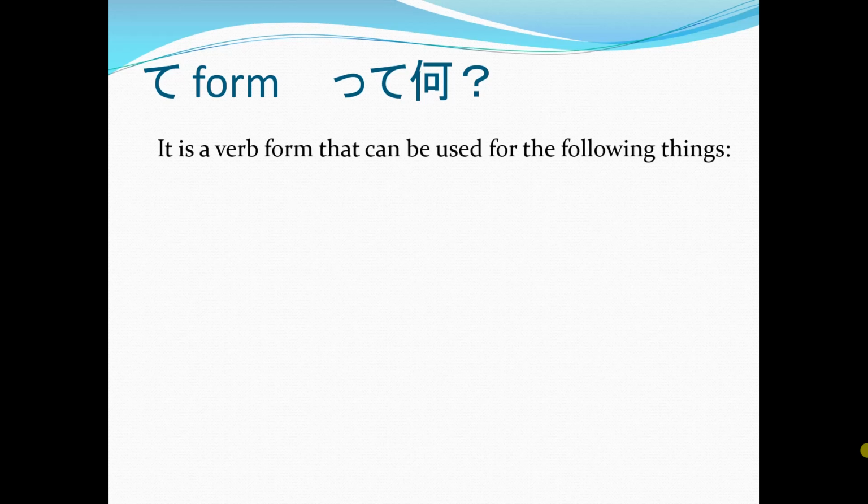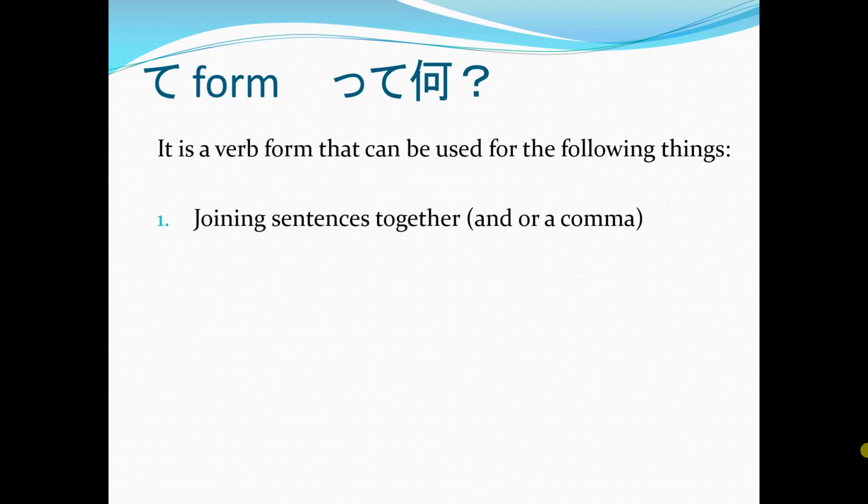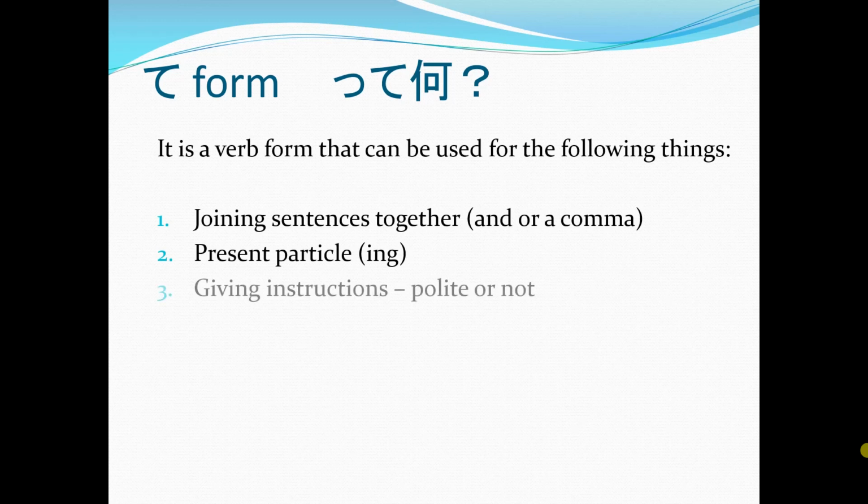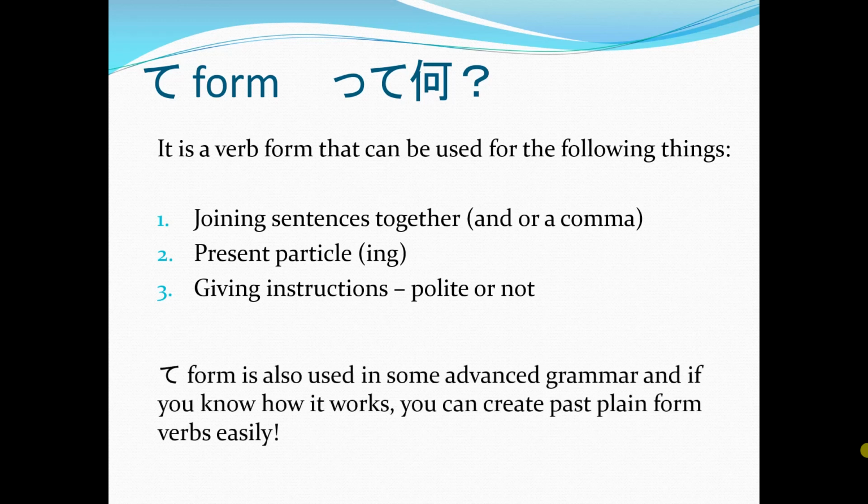It is a verb form that can be used for the following things: joining sentences together. In English, we use and or a comma for this. Present participle, which is ing, so doing as opposed to do, and giving instructions. This can either be polite or not so polite, depending on your mood. And te form is also used in some advanced grammar, and if you know how it works, you can create past plain form verbs very easily.